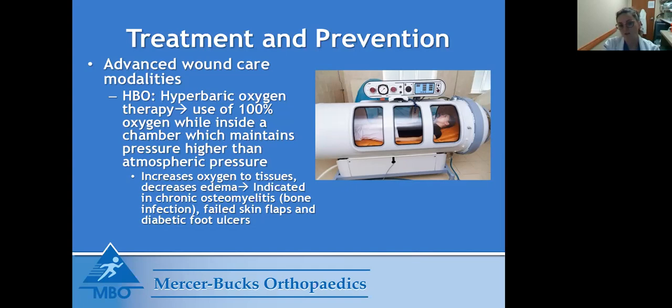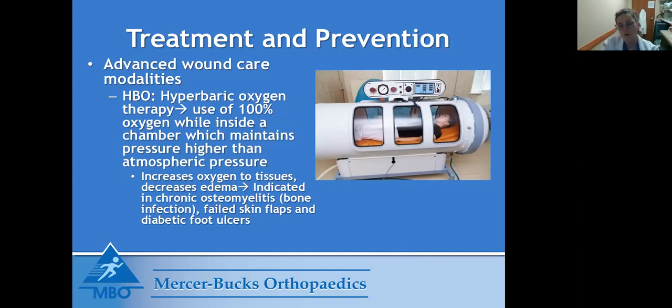What this does is it increases the oxygen that's going to the tissues, and that helps decrease edema. It has many indications, but for the sake of this lecture, it is indicated with chronic bone infection, which you can see in any of those wounds, and failed skin flaps, as well as diabetic foot ulcers.